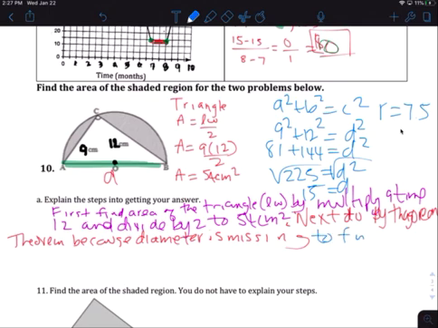To find the diameter of 15, and radius is 7.5.